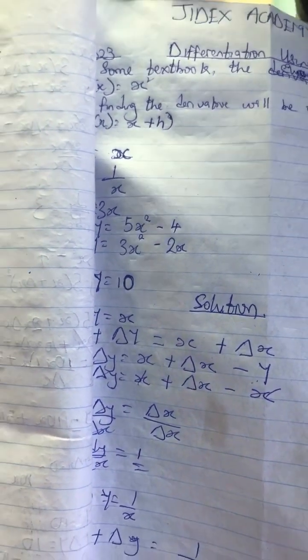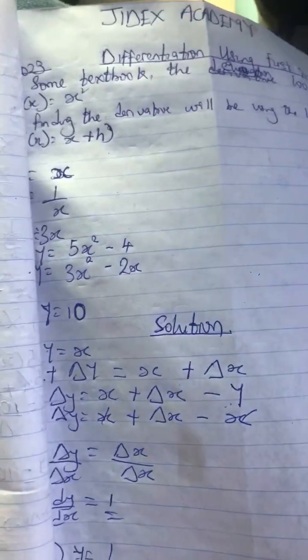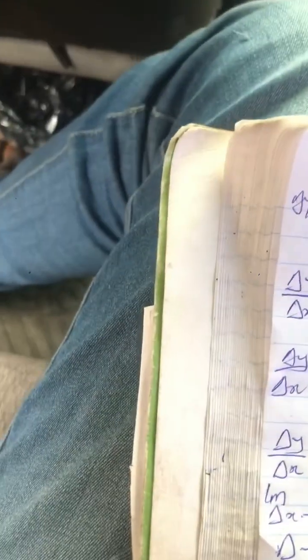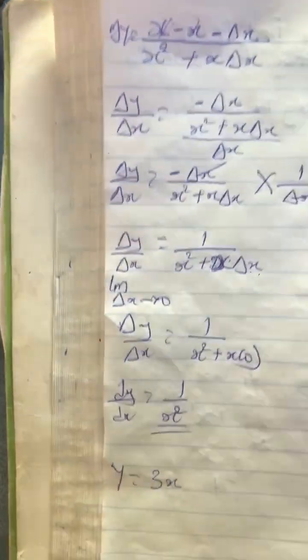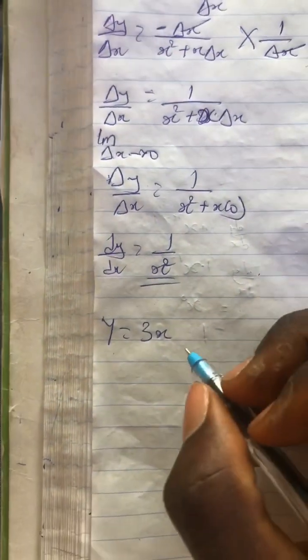Then we move to the next one, which is what? Y is equal to 5. Oh no, y is equal to 3x. So I want you to press pause and give this a try before I solve it. Just give it a try. Y is equal to 3x.